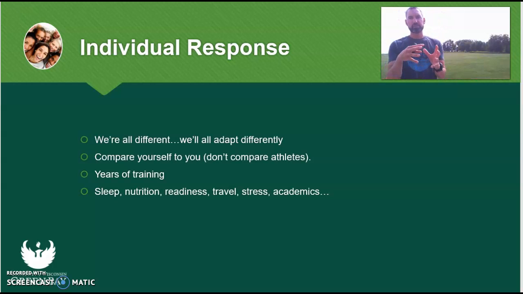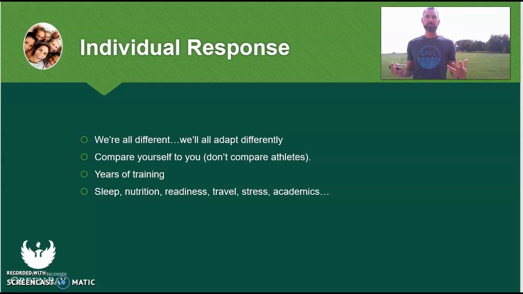So they have more years of experience, a broader vocabulary of moves and movement patterns and situations. Other things that impact individual response, right, is the quality or the hours of sleep. That has a huge factor for recovery.